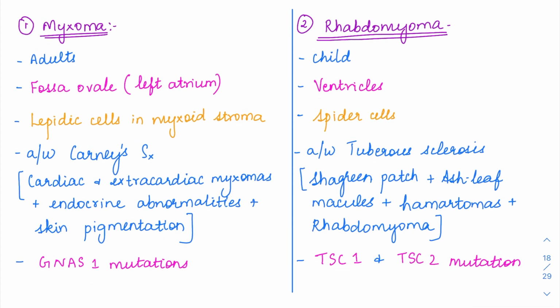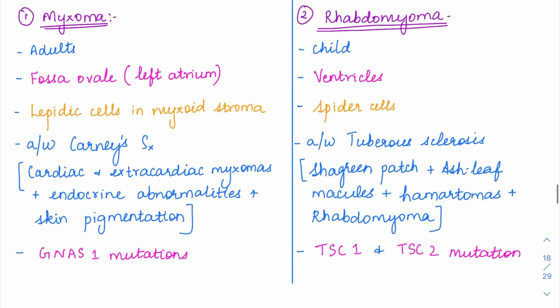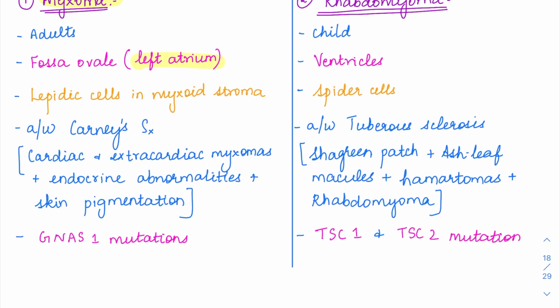We'll be just seeing about 2 tumors in detail. The rest we'll not discuss, so they are not important also. So myxoma is the most common benign tumor of the heart, primary benign tumor of the heart, which we see in adults. Here, the most common location will be the left atrium at the location of the fossa ovale. Microscopically, there will be some stellate cells called lepidic cells, which are present in a myxoid stroma.